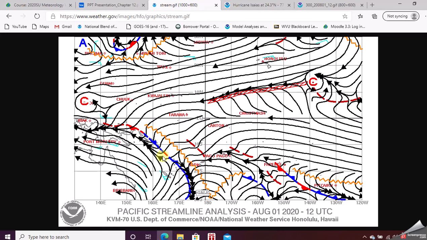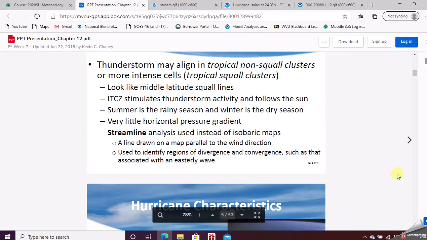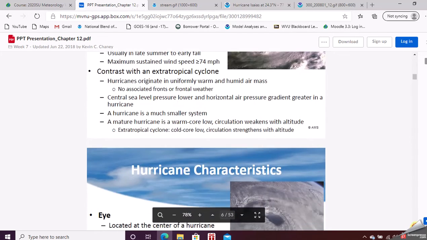And that will show you areas of convergence, areas of divergence, deflection, various features in the weather. So streamline analysis is really useful down in the tropics, not quite so much up in the northern latitudes where we live. So with that, let's go on to hurricane characteristics here.